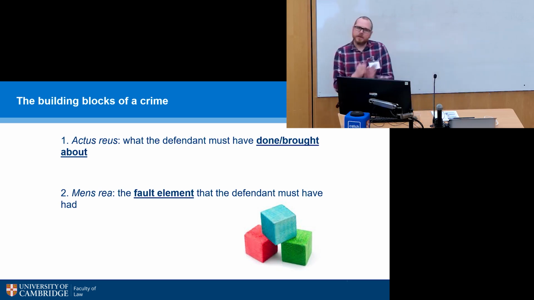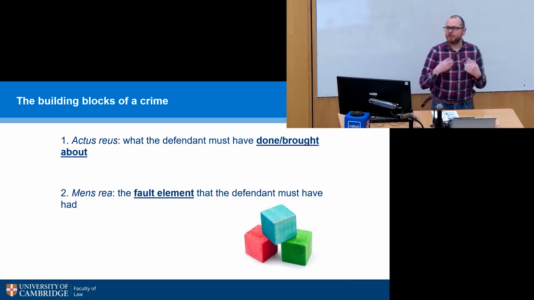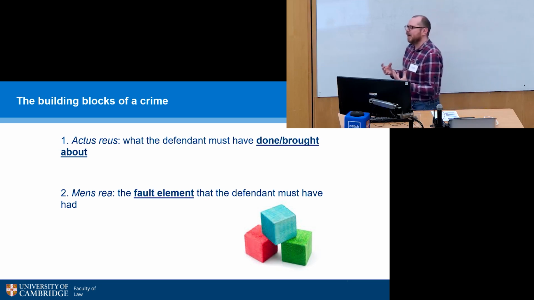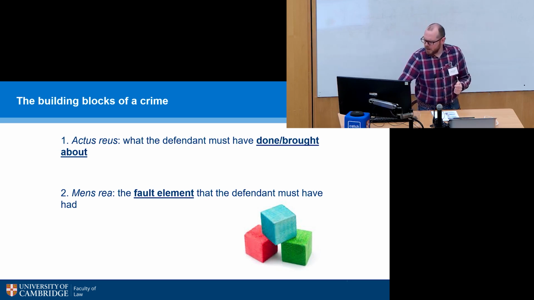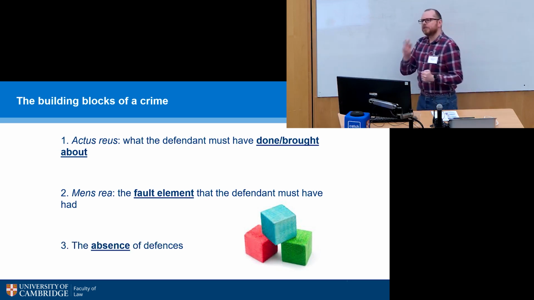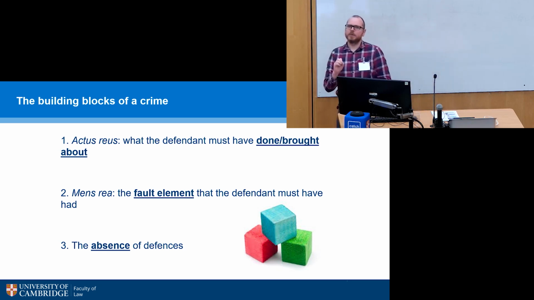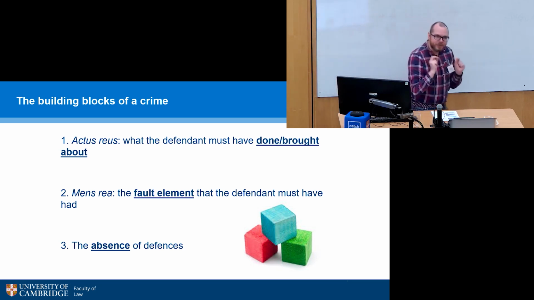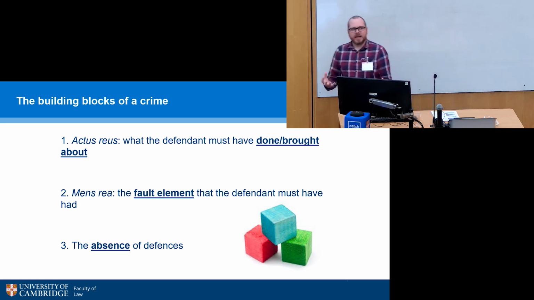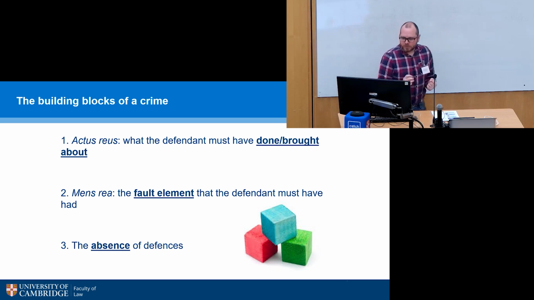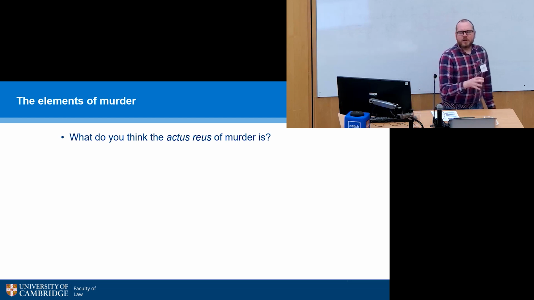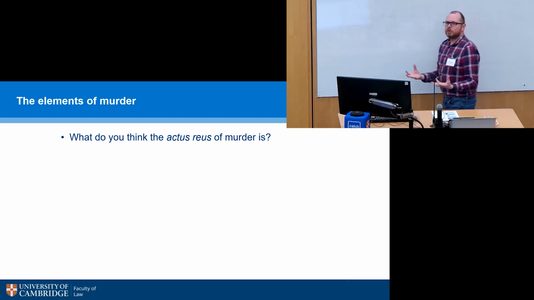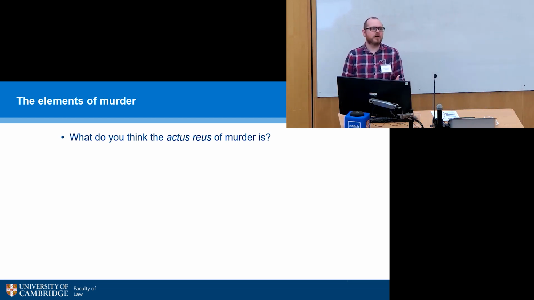We add to that the mens rea, and by that we mean the fault element that the defendant must have had at the time of perpetrating that actus reus. If we've got those two elements, the third thing is a negative element, and that is the absence of any defences to criminal liability. I won't speak much about those today, but they are an important part of any criminal law course. Let's make that less abstract by building a definition of a criminal offence. I'm going to focus on murder today.